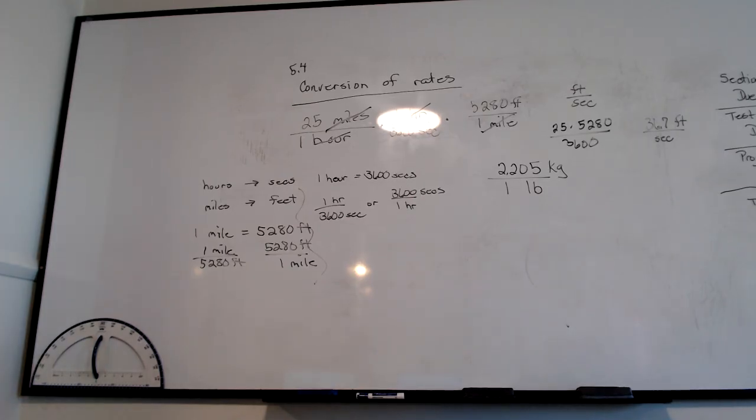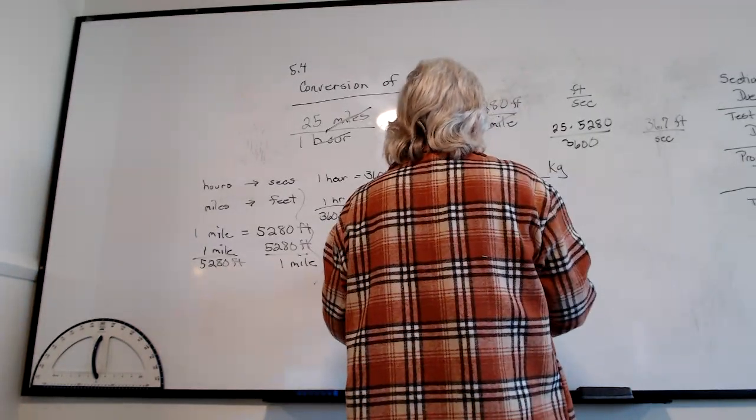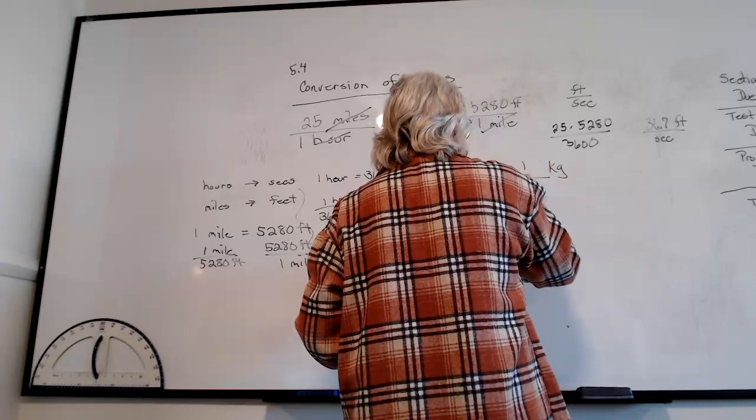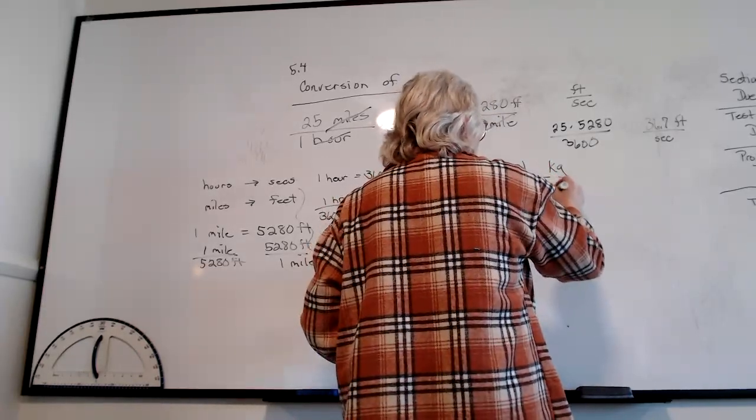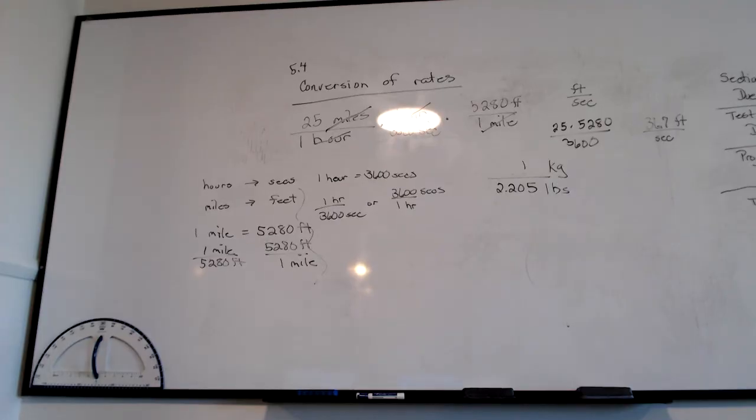If there was 100 kilograms, then... I did that wrong. Sorry, this is wrong. It's 1 kilogram is 2.205 pounds. I realized I wrote that wrong.